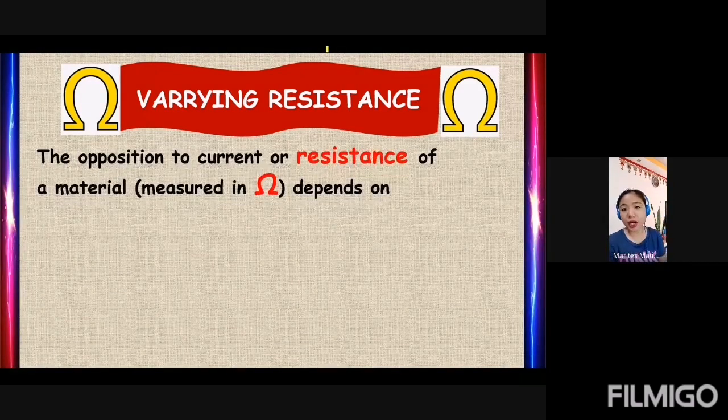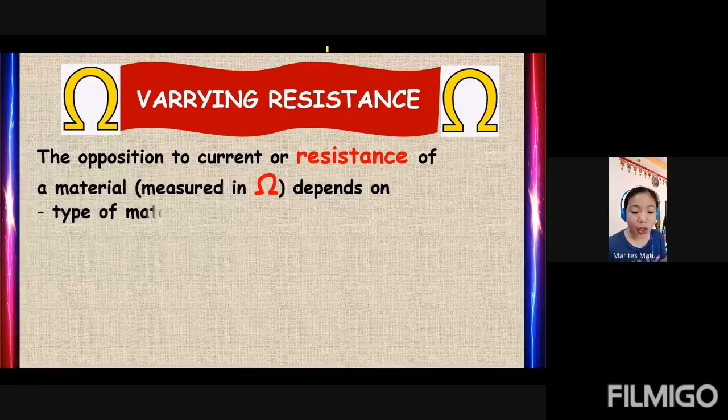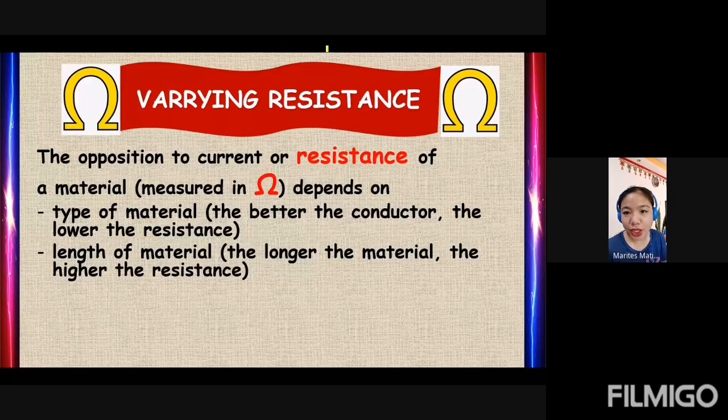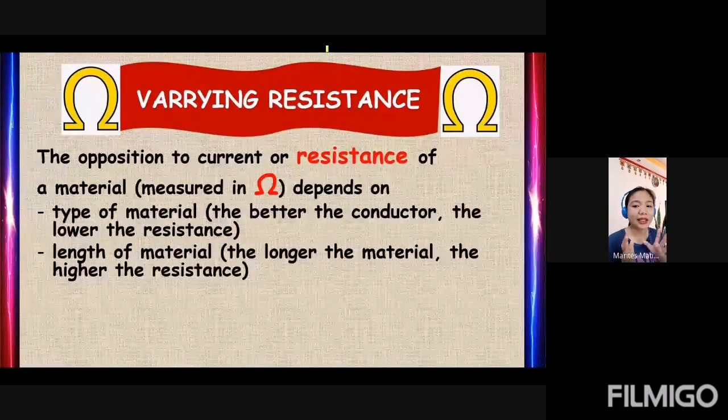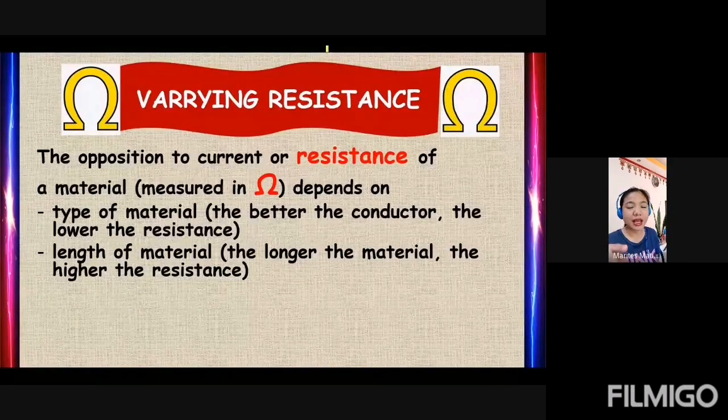So, the opposition to current or resistance of a material, measured in ohm, right? It depends on the type of material. Take note of that. The better the conductor, the lower the resistance. So, pag mas maganda yung conductor natin, mas mahina yung resistance. Ibig sabihin, pag mas mahina yung resistance, mas maganda yung flow ng electrons. Yung ating flow ng energy natin, flow of electrons, mas maganda.